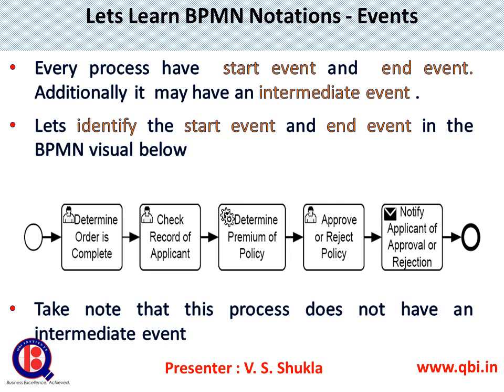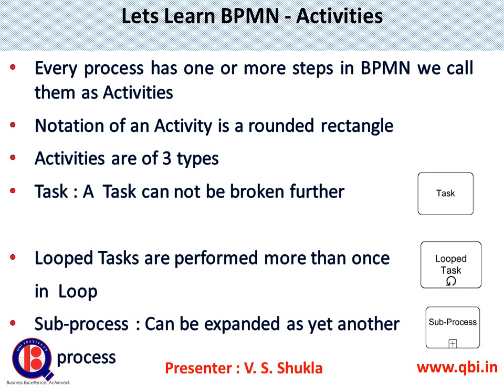So every process which you will model will have a start event and also an end event. This you can identify in the visual below. Please take note that the process mentioned here does not have an intermediate event. So far we have learned that a process to be modeled in BPMN has got a start event and an end event. We know that a process can have one or more steps. In BPMN, we call these steps as activities. Notation of an activity is a rounded rectangle.